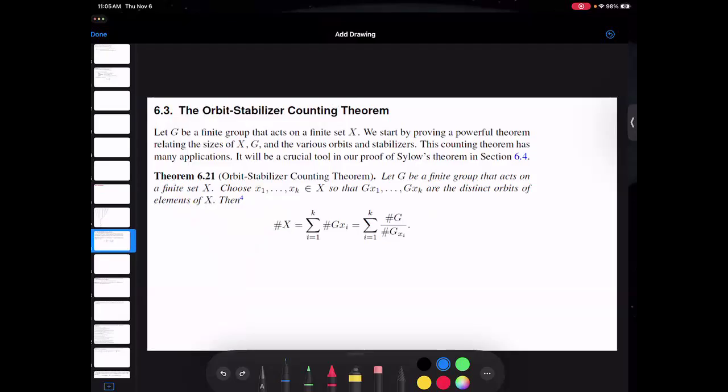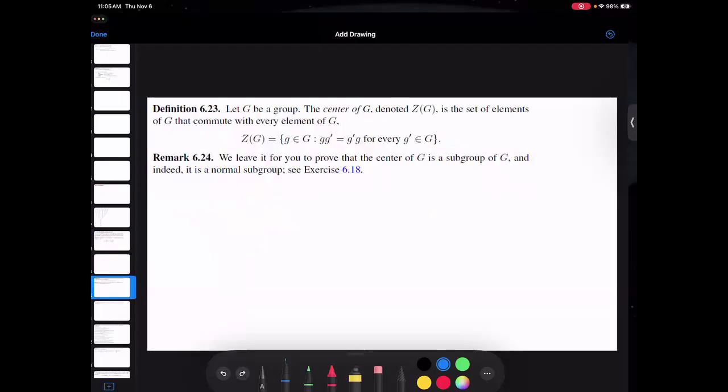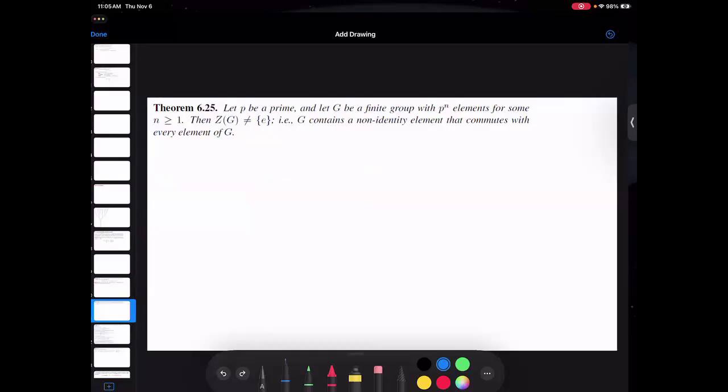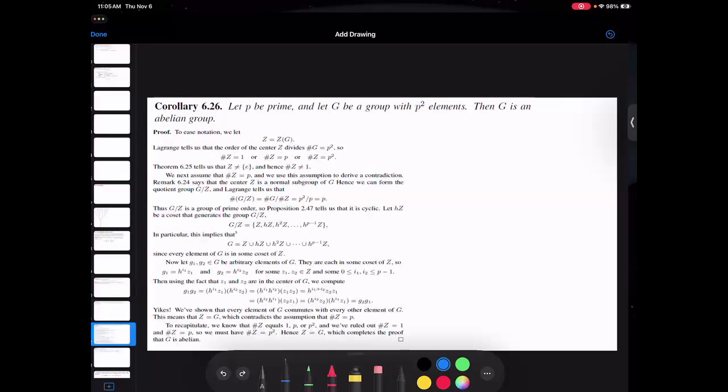Why is this going to be useful? We're going to be able to use it to show that the center has some nice properties, that if p is prime and G is a group of size p to the n, the center is not empty. We'll be able to show later that if we have a group of size p squared, the group is abelian.